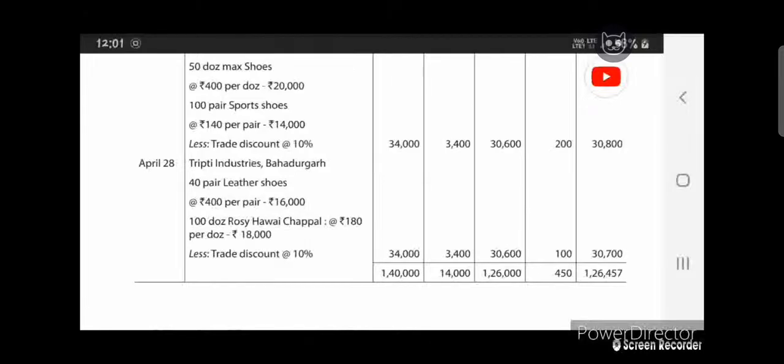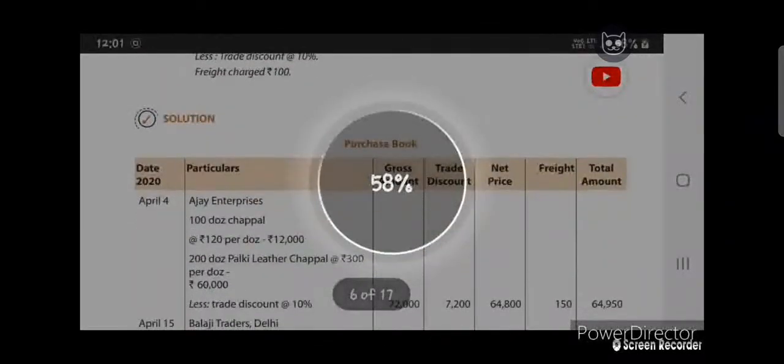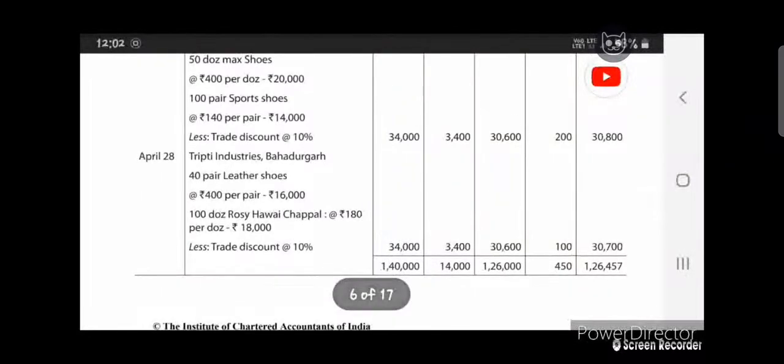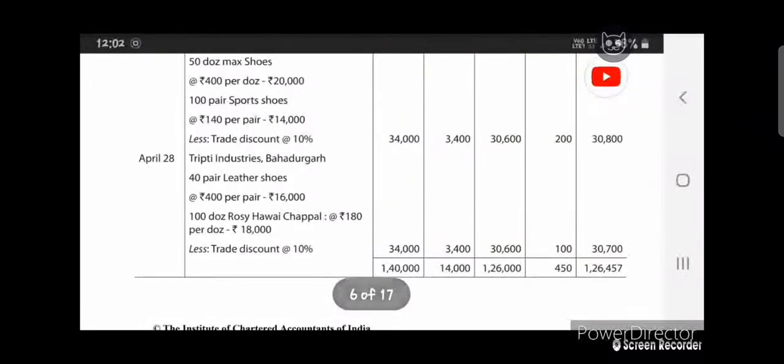And discount is 10%. So therefore 3,400 is the discount, and 30,600 is the total amount. In that, the 100 they are giving us, we have to give as the freight amount. So therefore, with transport freight, 30,700 is the total amount you have to pay to Tripti Industries. So now if you do the total, the gross amount is 1,40,000.